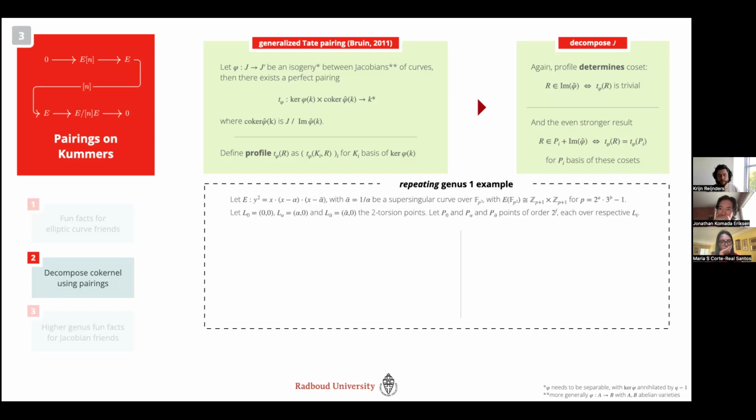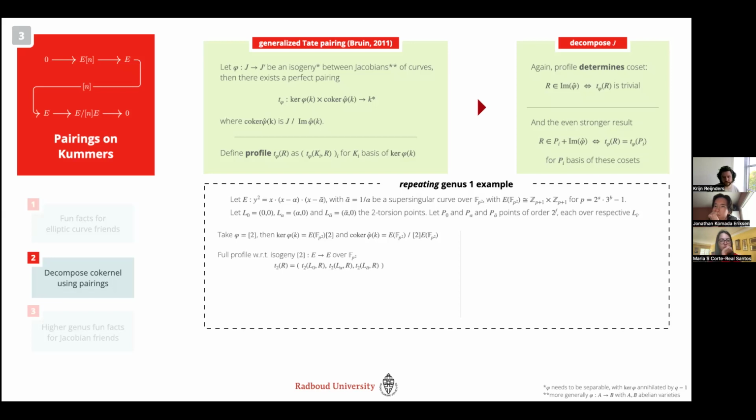So what was the genus 1 example when we phrase it this way? Right, so this really says the same thing. We have this elliptic curve, y^2 = x(x - alpha)(x - 1/alpha), with the 2-torsion being rational. And now I call these 2-torsion points L0, L alpha, and L 1 over alpha, alpha bar. And let's say that P0, P alpha, and P alpha bar are the points of order 2^f over these Li, where I mean that if you multiply P0 by 2^(f-1), you would get L0, and vice versa for the other ones.